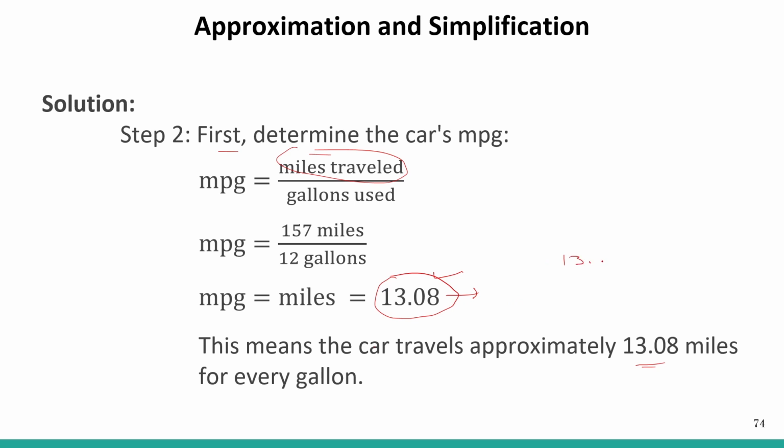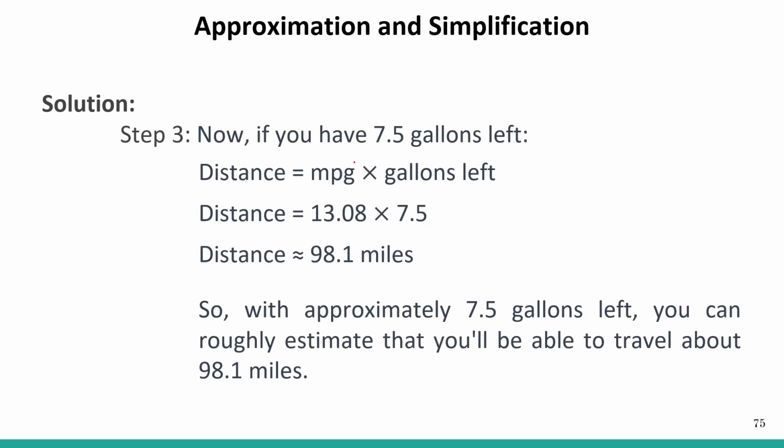By rounding it to the nearest integer value, how can we do it? We have 13.08, and in the first decimal place we have 0, which is less than 5. So we keep 13.00, that is equal to 13. So approximately it goes 13 miles per gallon. Now if you have 7.5 gallons left, then MPG into gallons left: 13.08 into 7.5 is equal to 98.1. So approximately it will be equal to 98.00 miles, because 1 is less than 5, so we approximate it down to 98.